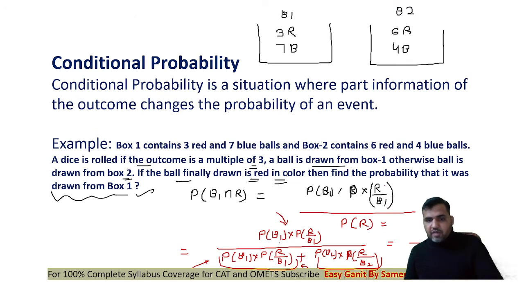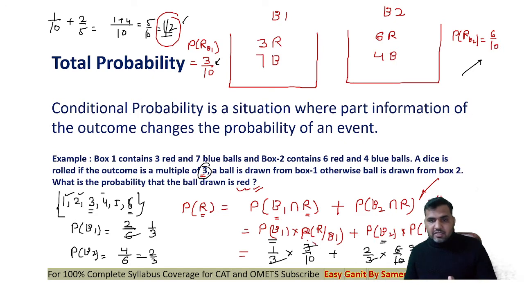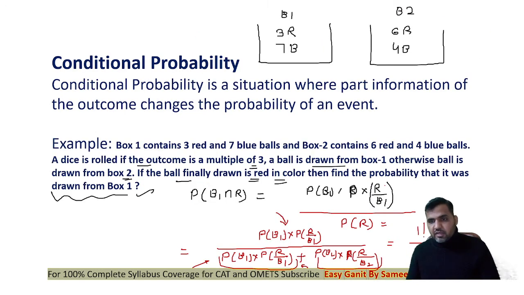And the probability of selecting box 1 and then selecting the red ball from box 1 is this part only, which is 1 upon 10. Put that value in the numerator. You get your answer as 1 upon 5. These are the basics that you're supposed to know. That's the complete theory of probability.